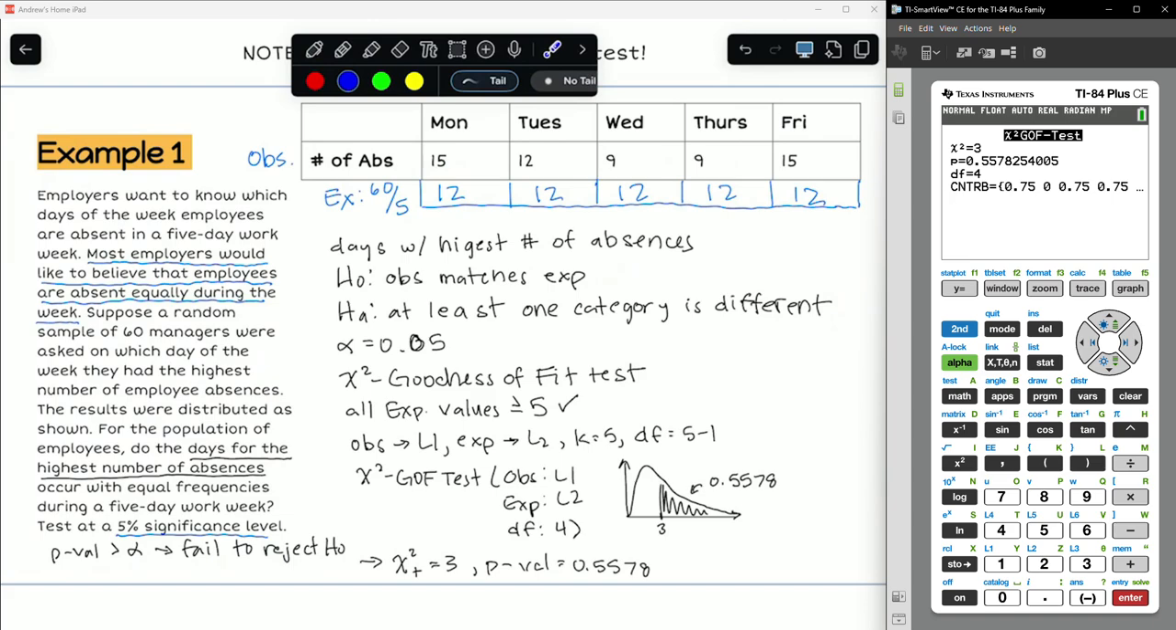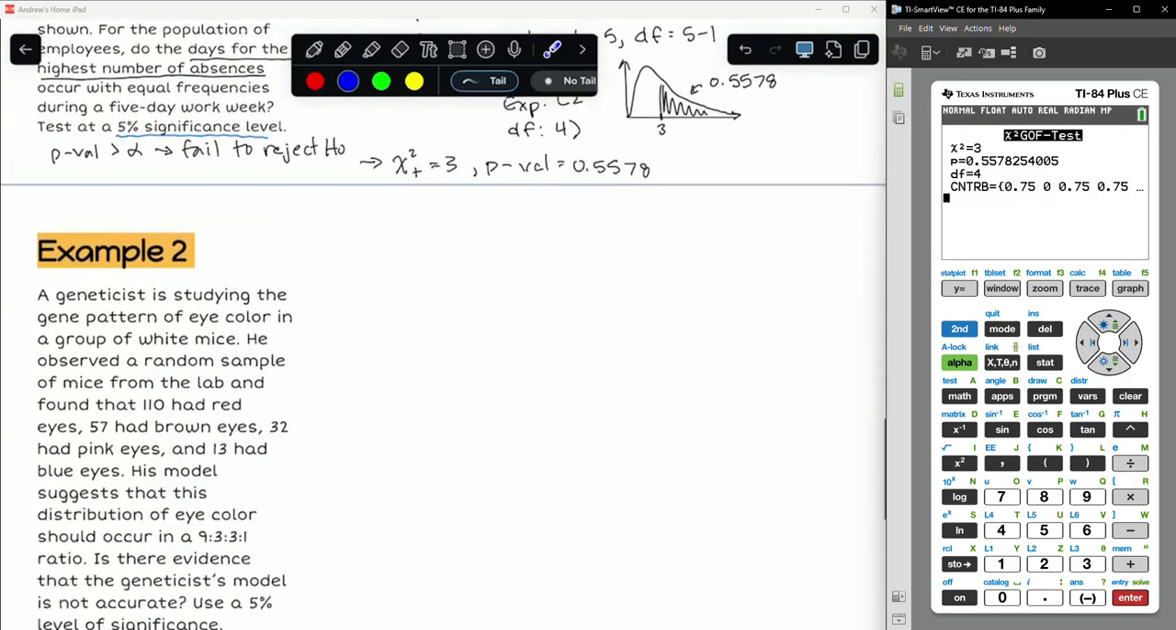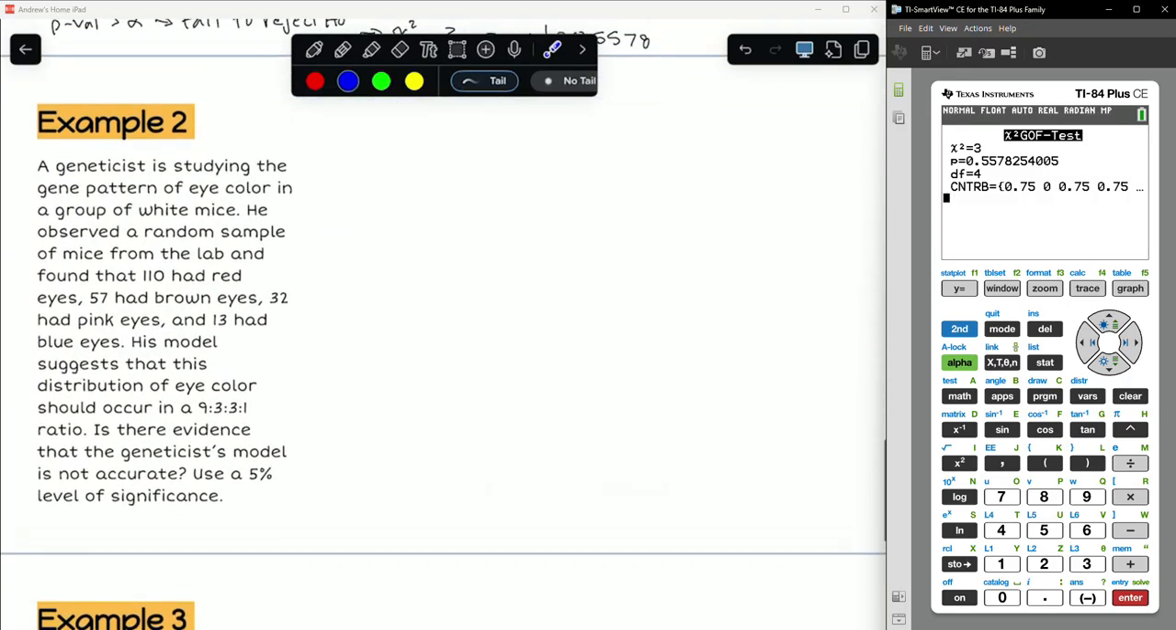Let's go ahead and try 2 more. Make sure we have a feel for it. So the next one says, a geneticist is studying the gene pattern of eye colors in a group of white mice. He observed a random sample of mice from the lab and found that 110 had red eyes, 57 had brown eyes, 32 had pink eyes, and 13 had blue. His model suggests that the distribution of eye color should occur in a 9:3:3:1 ratio. Is there evidence that the geneticist model is not accurate? Use a 5% significance level.